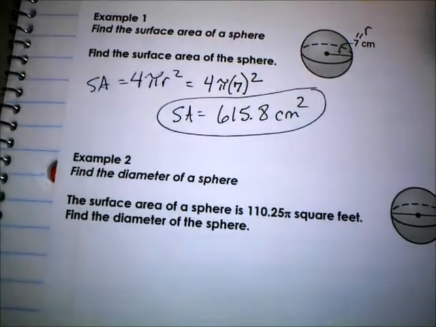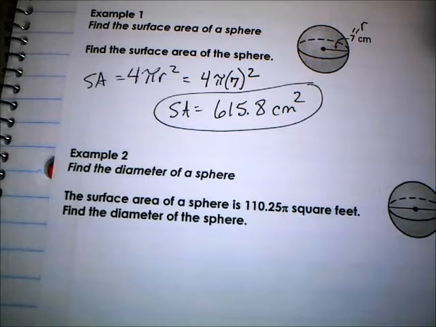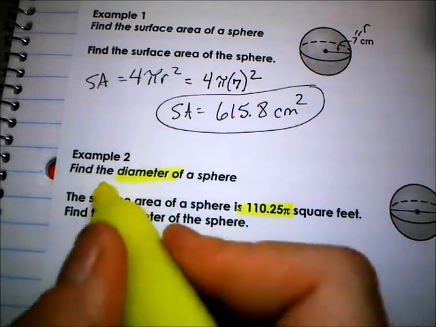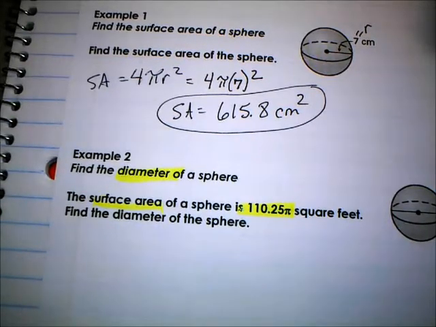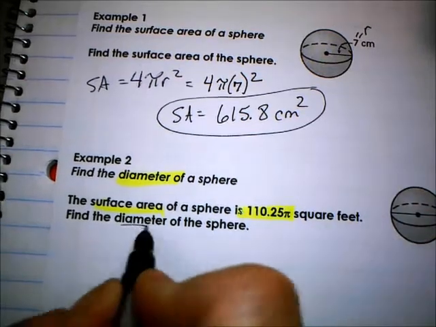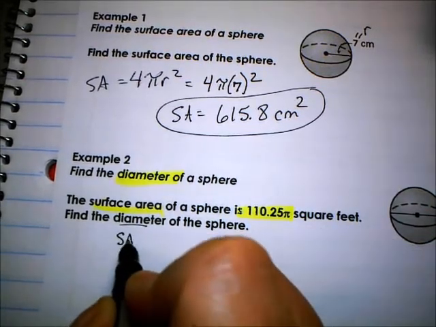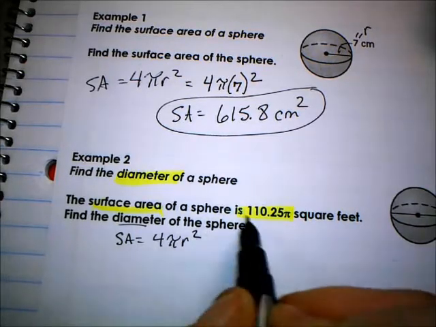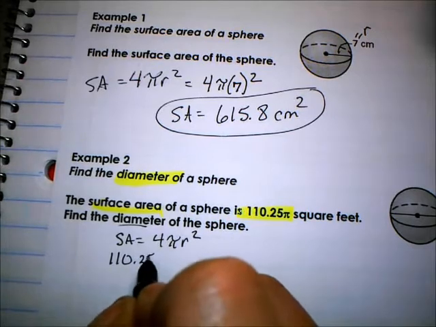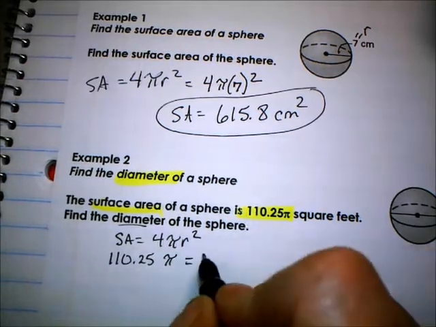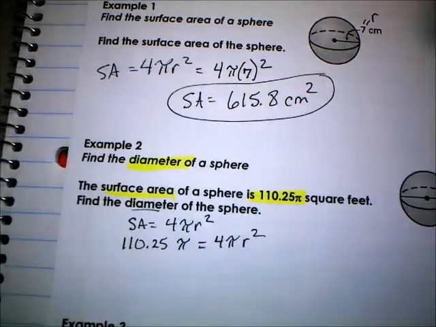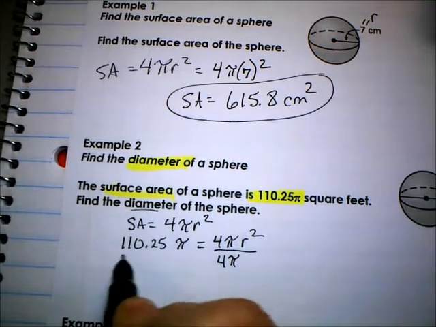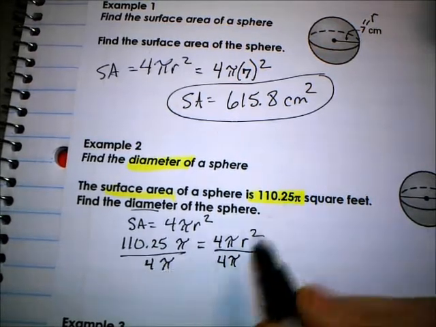On example 2, it says we want to find the diameter of the sphere, and that means they give us the surface area being 110.25 pi, and we're looking for the diameter. So my formula for the surface area is 4 pi r squared. So I'm going to replace the surface area with 110.25 pi will equal 4 pi r squared. Well, I'm going to start out by dividing by 4 pi, and the pi's will cancel out.